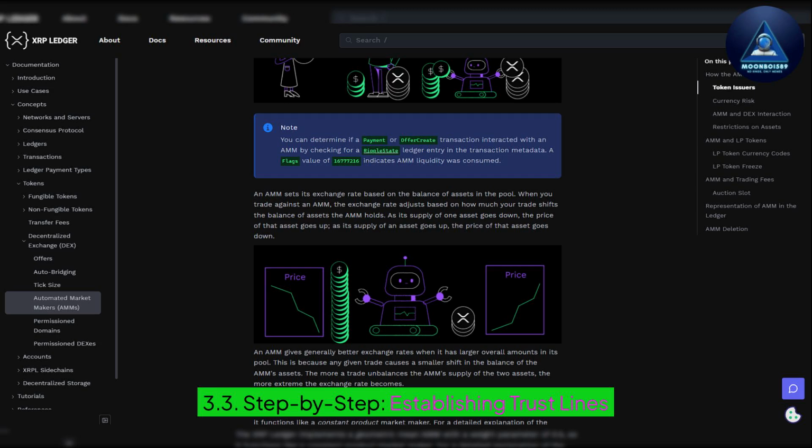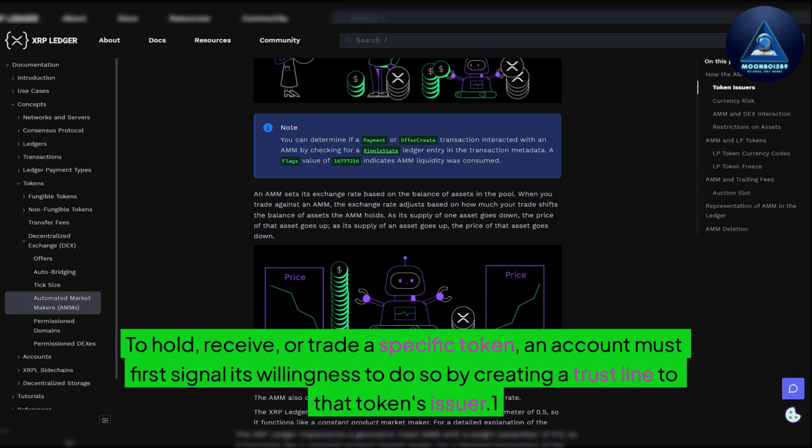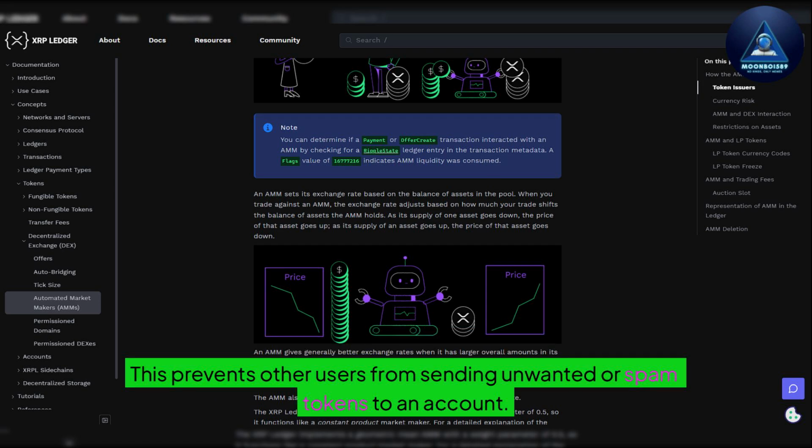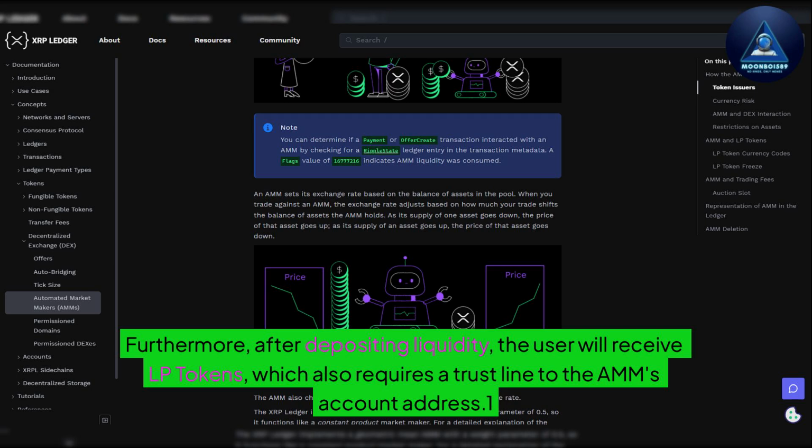3.3. Step-by-step: establishing trust lines. The XRP Ledger employs a security feature known as trust lines to manage all non-XRP assets, i.e., tokens. To hold, receive, or trade a specific token, an account must first signal its willingness to do so by creating a trust line to that token's issuer. This prevents other users from sending unwanted or spam tokens to an account. Providing liquidity to an AMM pool involving a token requires having a trust line for that token. Furthermore, after depositing liquidity, the user will receive LP tokens, which also requires a trust line to the AMM's account address.